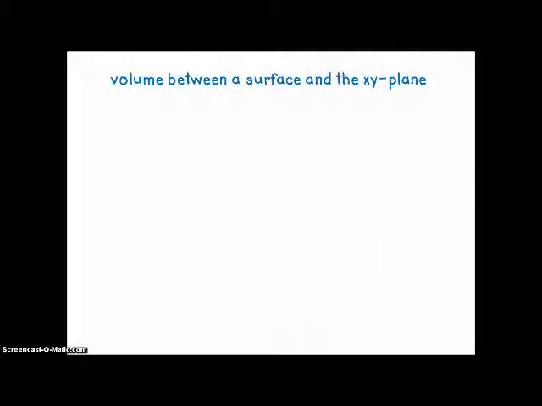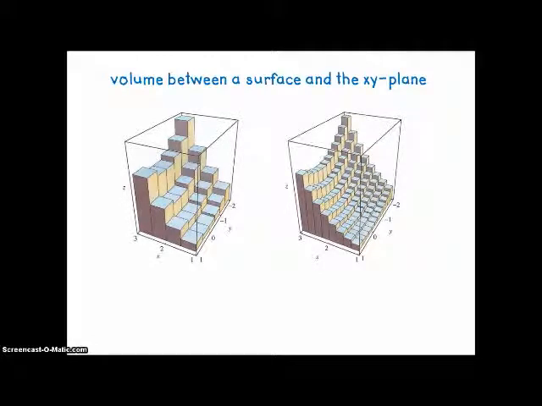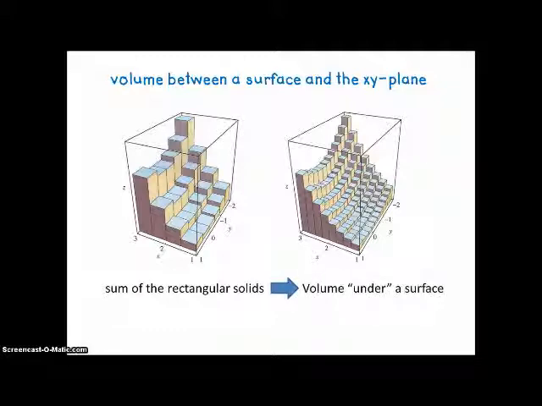So now we're going to talk about the volume under a surface, or in other words between a surface and the xy plane. What we do is we approximate the volume with rectangular solids, much like the rectangles, only they're three-dimensional. And as the number of rectangular solids increases, the sum of those volumes approaches the actual volume underneath the surface. The sum of the rectangular solids morphs into the volume under a surface, meaning between the surface and the xy plane.